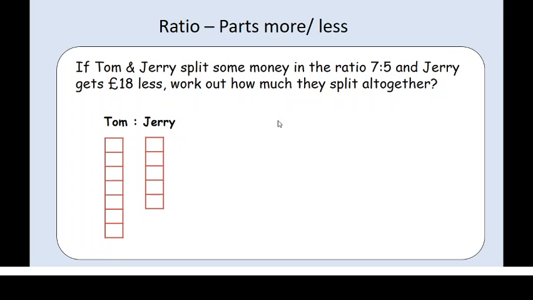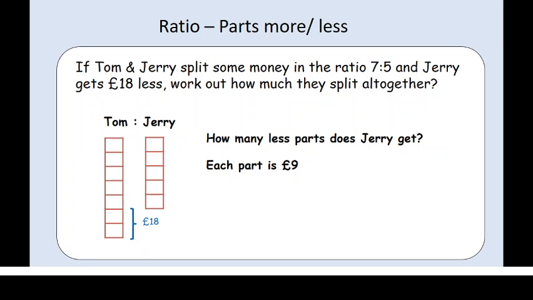So 2 parts or 2 boxes equals £18. If 2 parts equal £18, then 1 part is just going to equal 9. Then we can work out how much they both got. Tom got 7 lots of 9, which would be 63, and Jerry got 5 lots of 9, which would be 45. It wanted to know how much they had altogether between them, so 63 plus 45 gives us a total of 108.